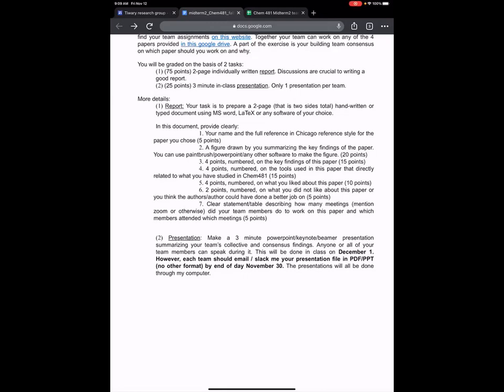Then there is a presentation. It will be a 3-minute presentation, and you will be making the presentation here. So what you're going to do as a team is to work on the presentation together. You will send me the file the night before December 1. December 1 is when the presentations will happen.